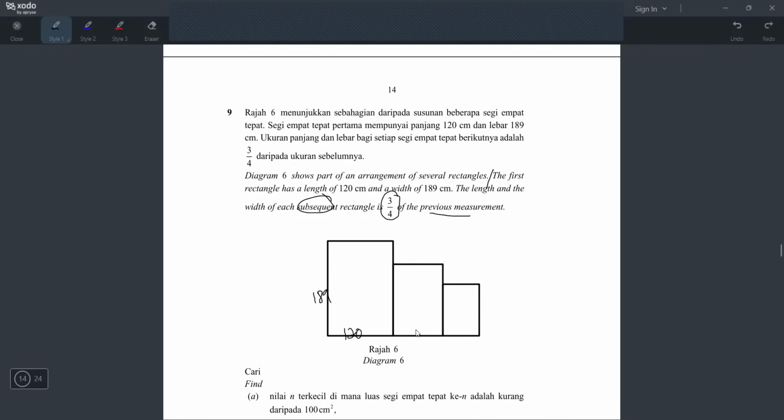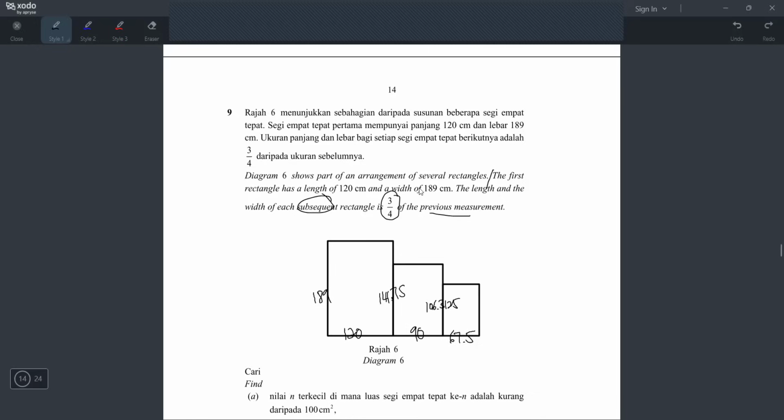So let's press the calculator. What is 120 times 3 divided by 4? 90, right? And then here also I can press 189 times 3 divided by 4. So it's shorter, right? 141.75. Now do again 90 times 3 over 4, which is 67.5. And then 141.75 times 3 divided by 4. My calculator gives me 106.3125. So write that down.